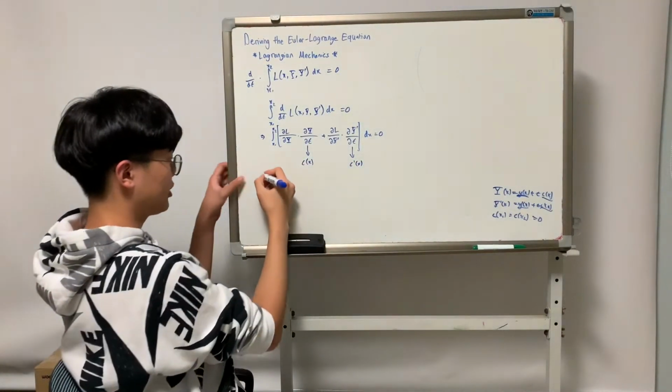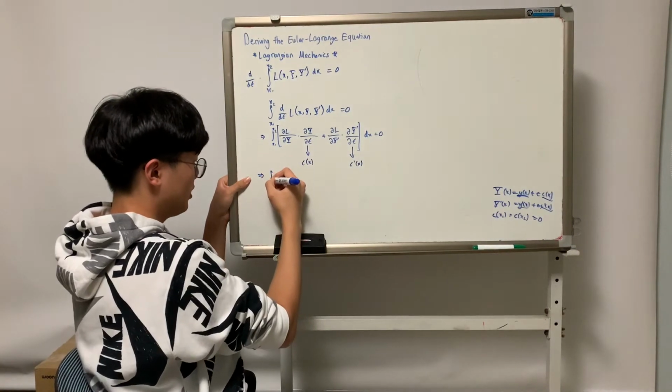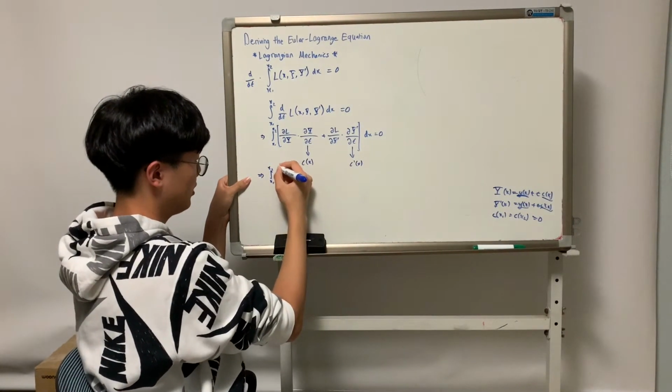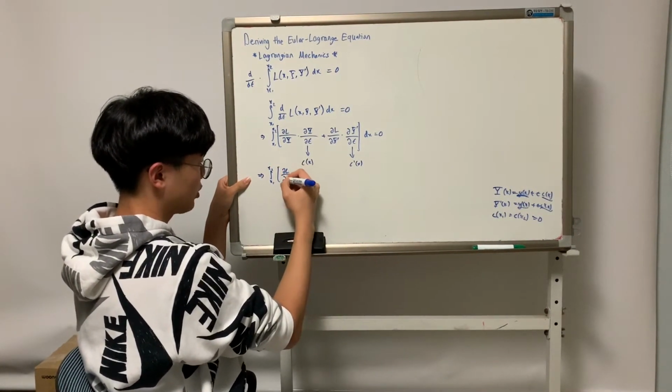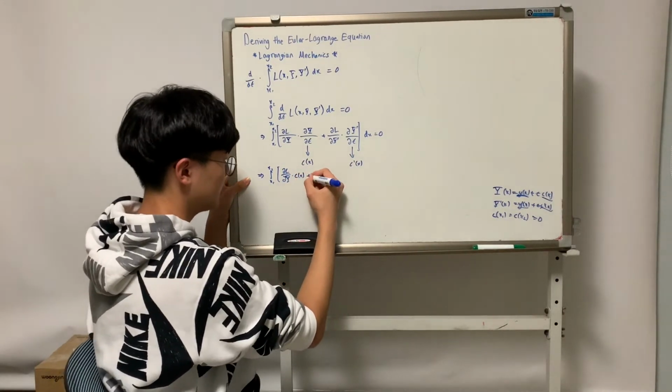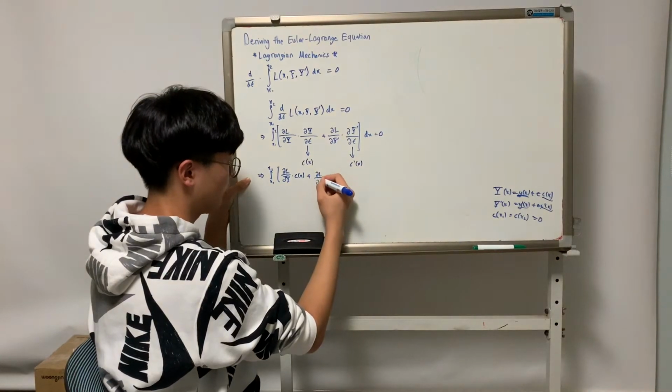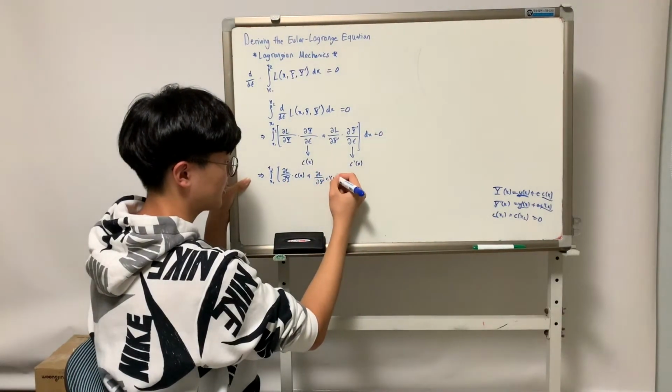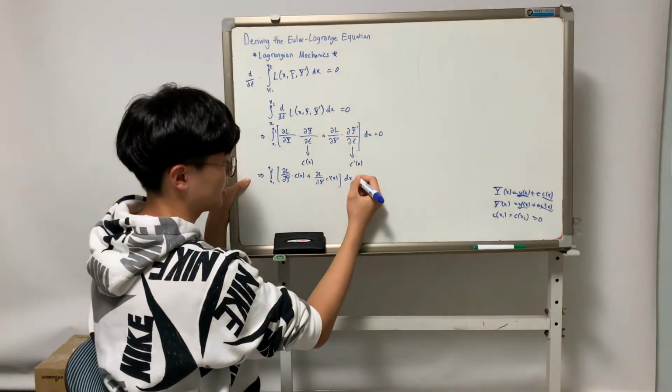Alright, then we could say that that's going to be equal to the integral from x1 to x2 of partial L over partial y times c of x, plus partial L over partial y prime times c prime of x, dx, is equal to 0.